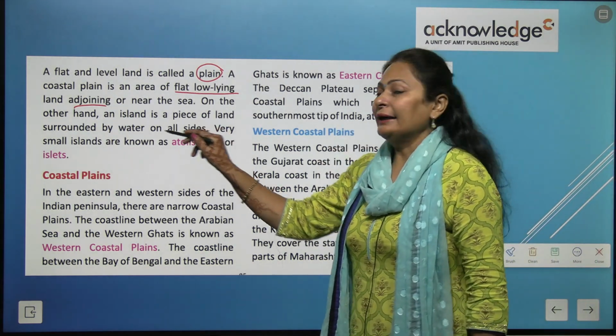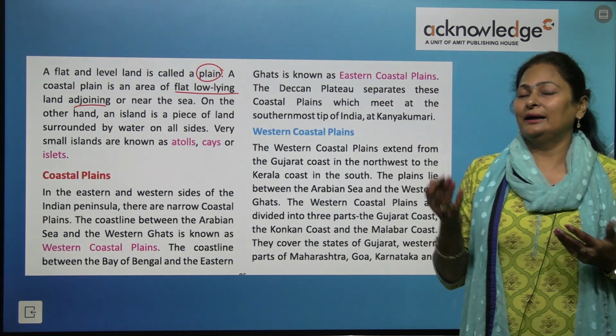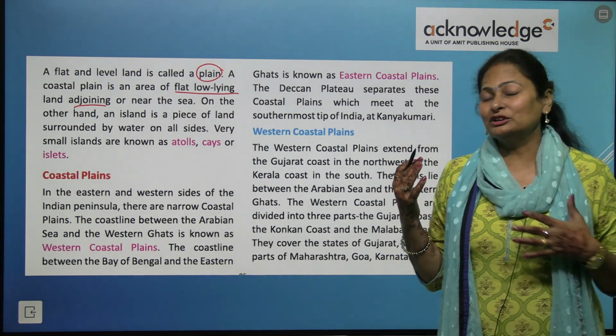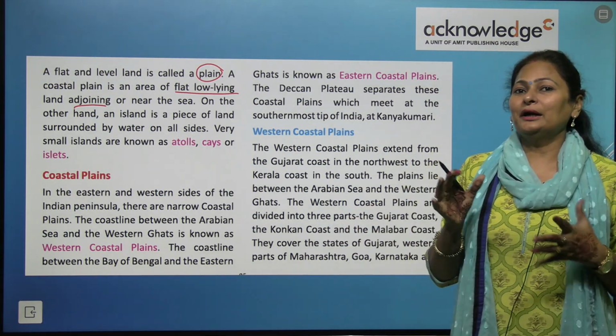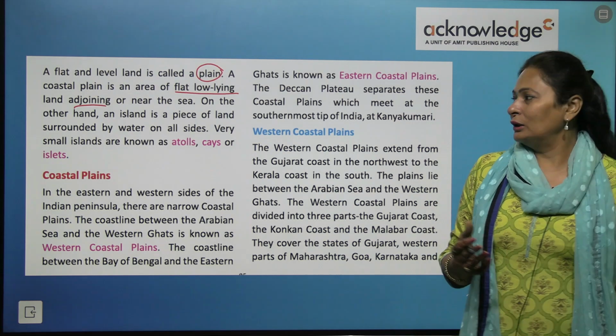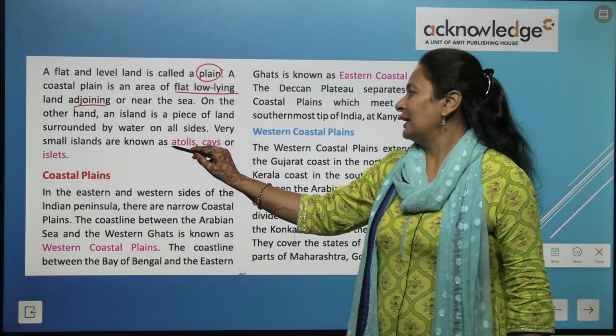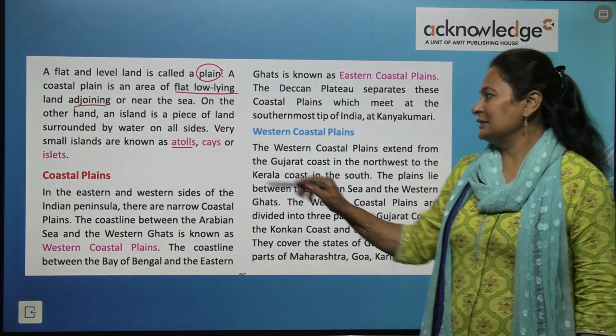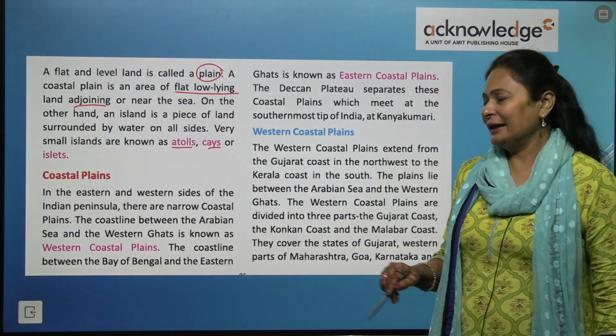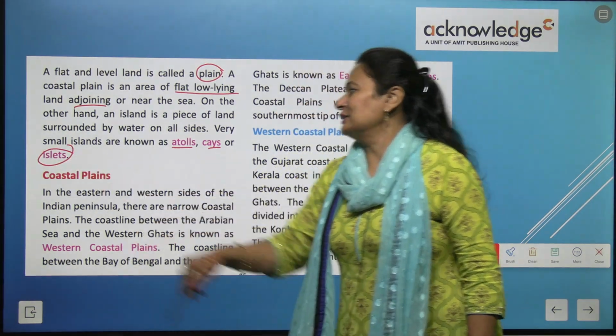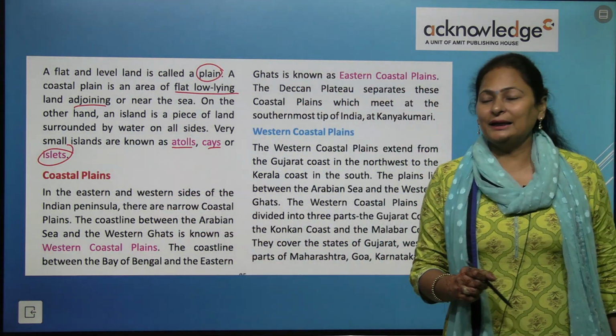On the other hand, what is an island? An island is a piece of land which is surrounded by water from all sides, right? Very small islands are known as atolls, cays and islets. Alright, so let's start with coastal plains.